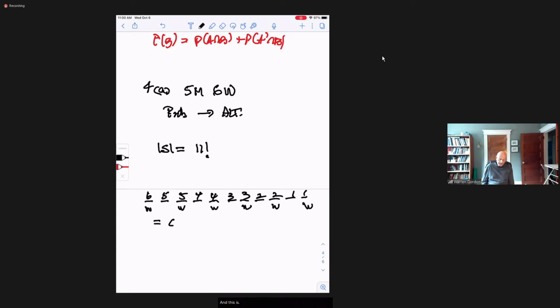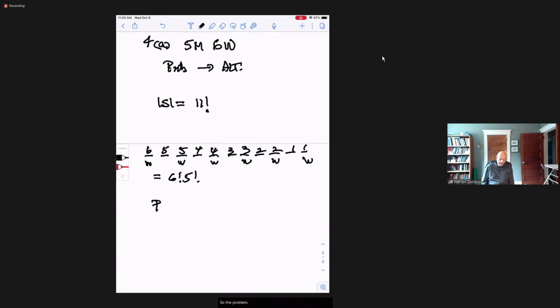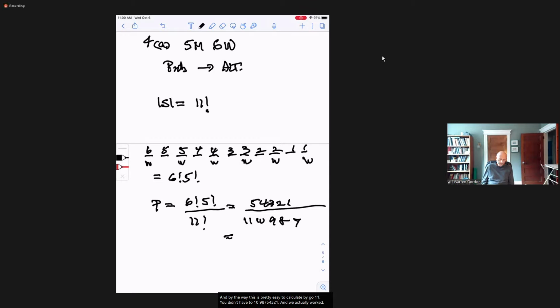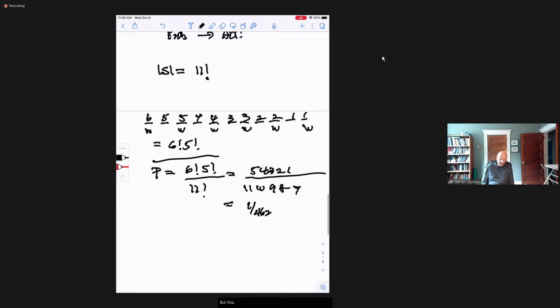And this is just 6 factorial times 5 factorial. So the probability will just be 6 factorial times 5 factorial over 11 factorial. And by the way, this is pretty easy to calculate. If I go 11, 10, 9, 8, 7, 5, 4, 3, 2, 1. And if you actually work this out, you get 1 over 462. But this was certainly an acceptable answer.